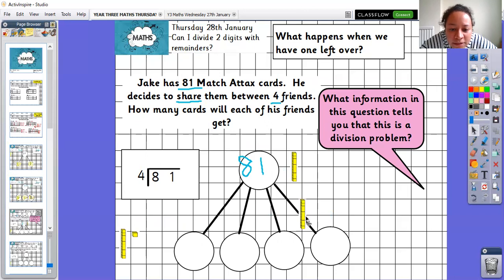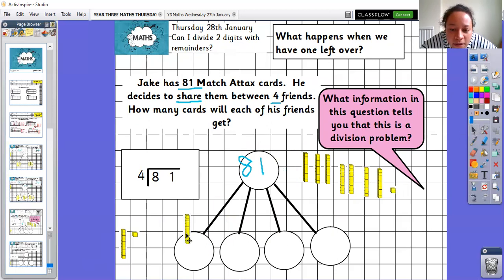So I will need 8 tens because in 81 there are 8 tens. There we go, 4, 5. Oh, missed one. There we go. 6, 7, and 8, and I will need 1, 1. There we go, because I've got 81. Okay, so now I can start the sharing.